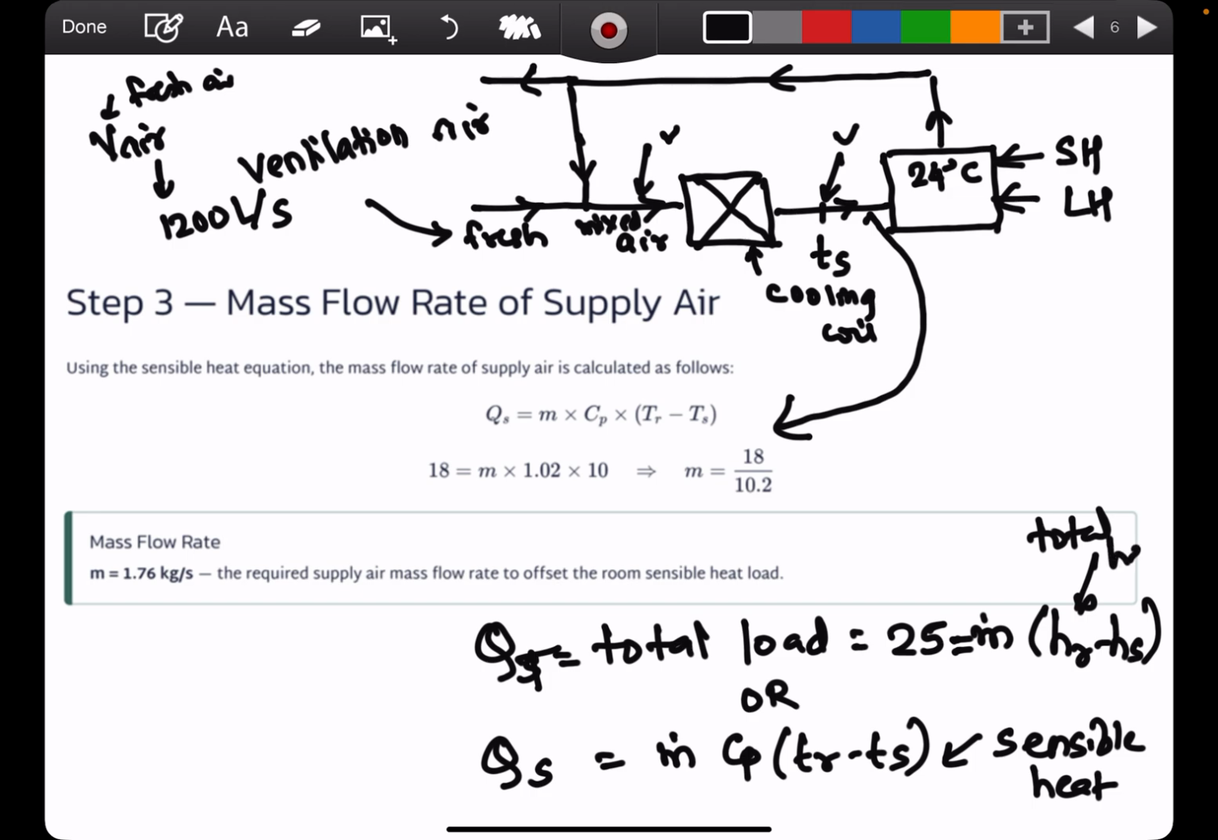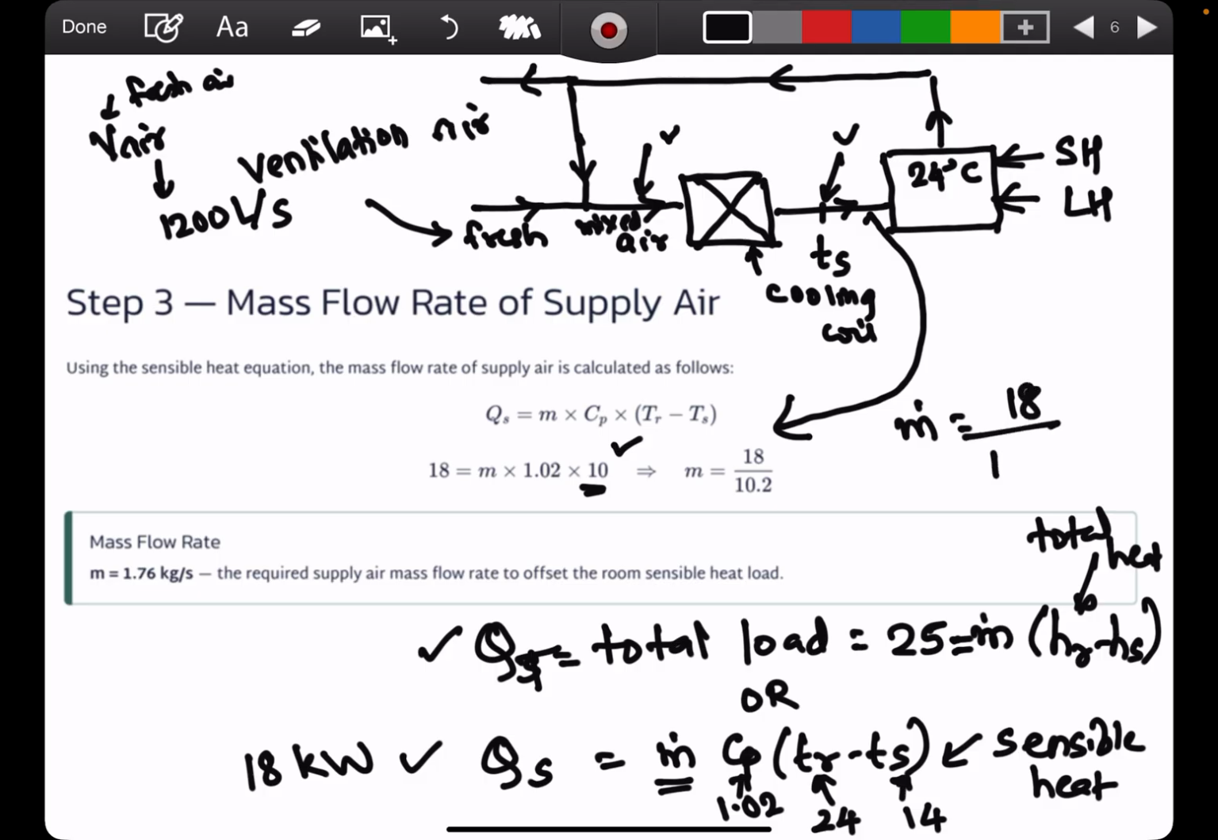So both these expressions will give you the same result. So let us say that I am doing by this method. So sensible heat is 18 kilowatts. m dot is to be found. Cp here is standard value 1.02. The room temperature is assumed to be 24, and the supply temperature is assumed to be 14. So this gives me a delta T of 10 degrees centigrade, and you can find out the mass flow rate.